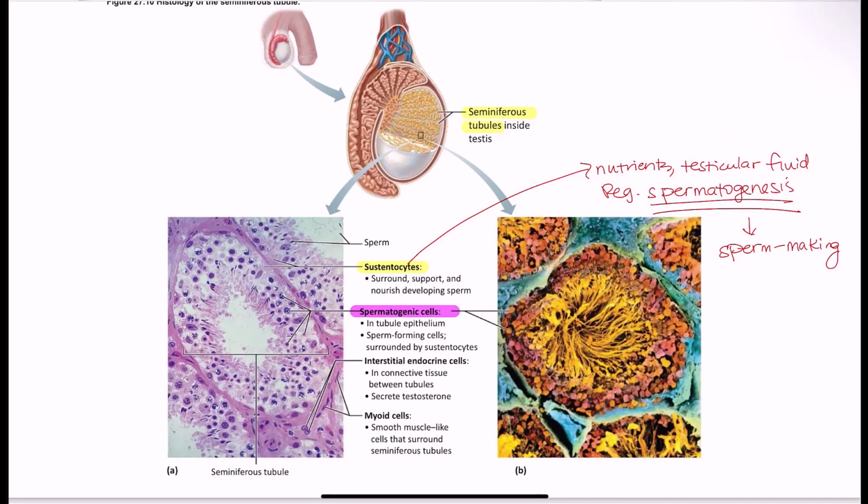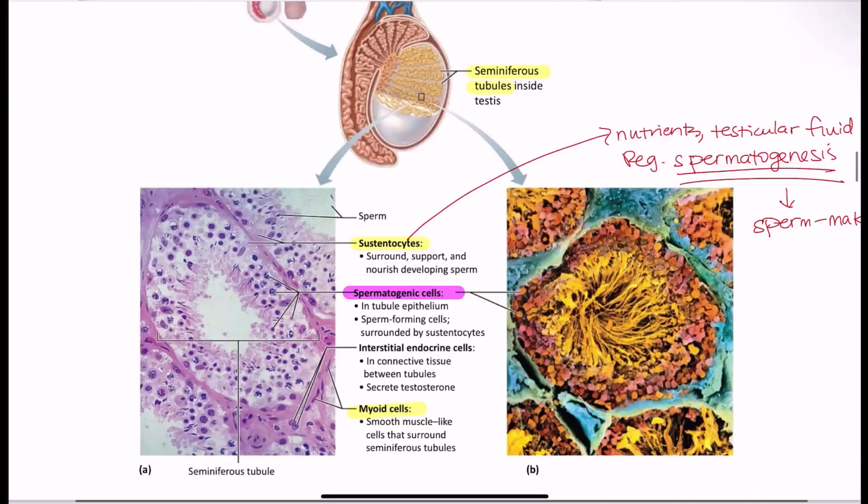We also have other cell types that aid in this whole process. We have myoid cells. Myoid cells are a little bit muscle-like. They're kind of like smooth muscles. And they contract to help move the sperm along through all of these seminiferous tubules.